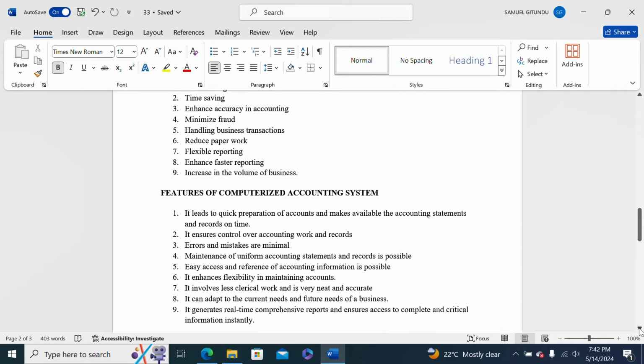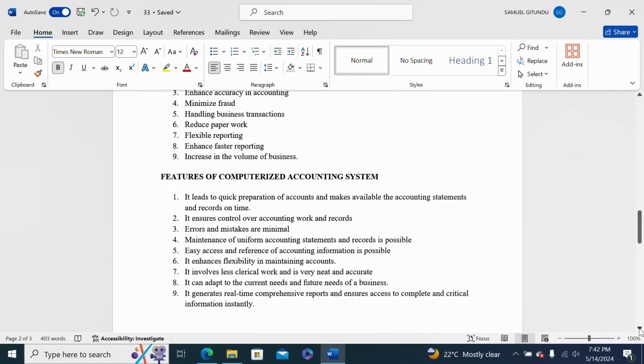Then it generates real-time comprehensive reports and ensures access to complete and critical information instantly. So you are able to generate real-time reports and access complete and critical information instantly. So you are able to access or to generate these reports very fast.